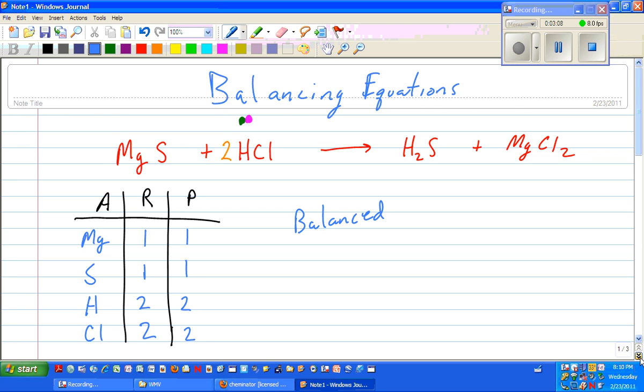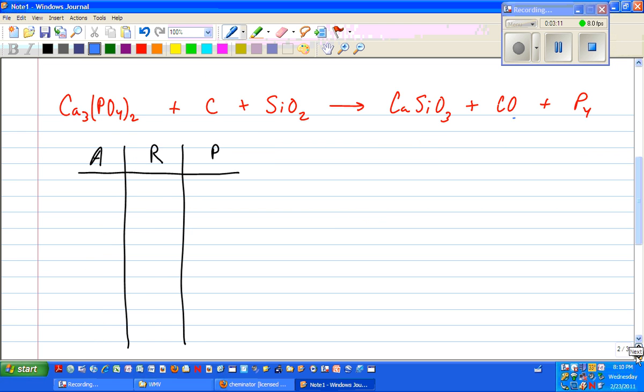Let's go ahead and take a look at another one. Sometimes they don't work out that quickly. So I've got another equation to balance, and I've set up my ARP table already. And I'm ready to go ahead and identify atoms. I've got calcium, and I've got phosphorus, I've got oxygen. Notice I'm taking this phosphate ion and I'm breaking it into its pieces, phosphorus and oxygen. I've got carbon, I've got silicon, and I've got oxygen again.